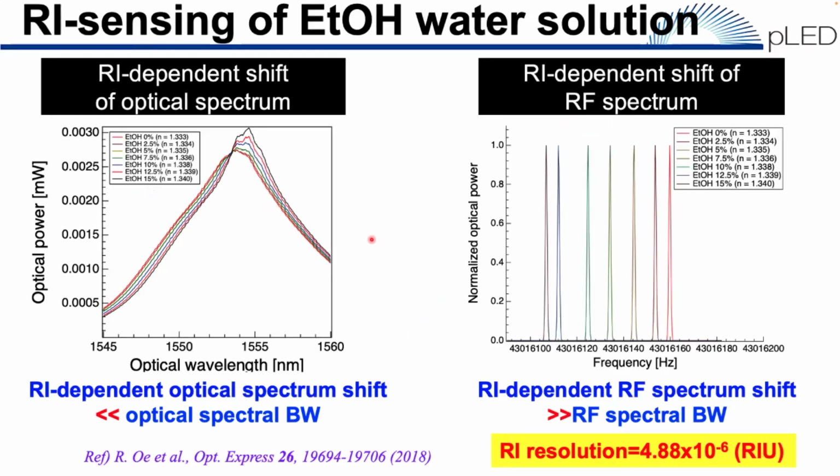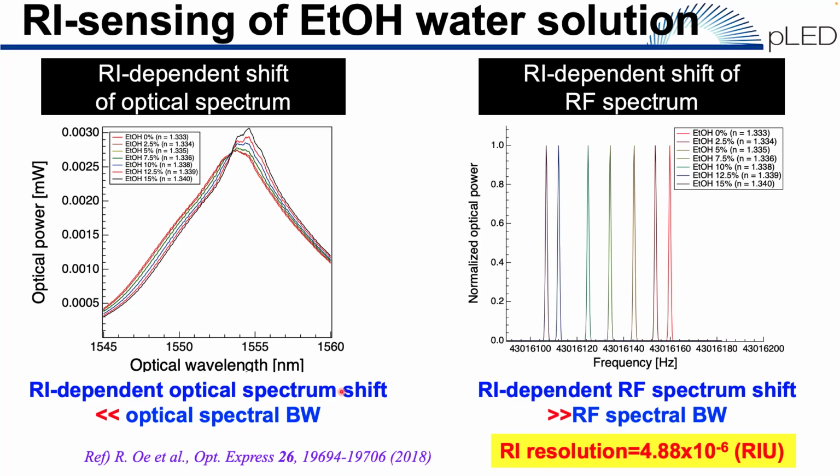In the optical spectrum, the RI-dependent optical spectral shift is significantly smaller than the optical spectral bandwidth. On the other hand, in the RF spectrum, the RI-dependent optical spectral shift is significantly larger than the optical spectral bandwidth. So this comparison highlights that the use of the RF spectrum is a better choice for sensitive RI sensing than the optical spectrum.